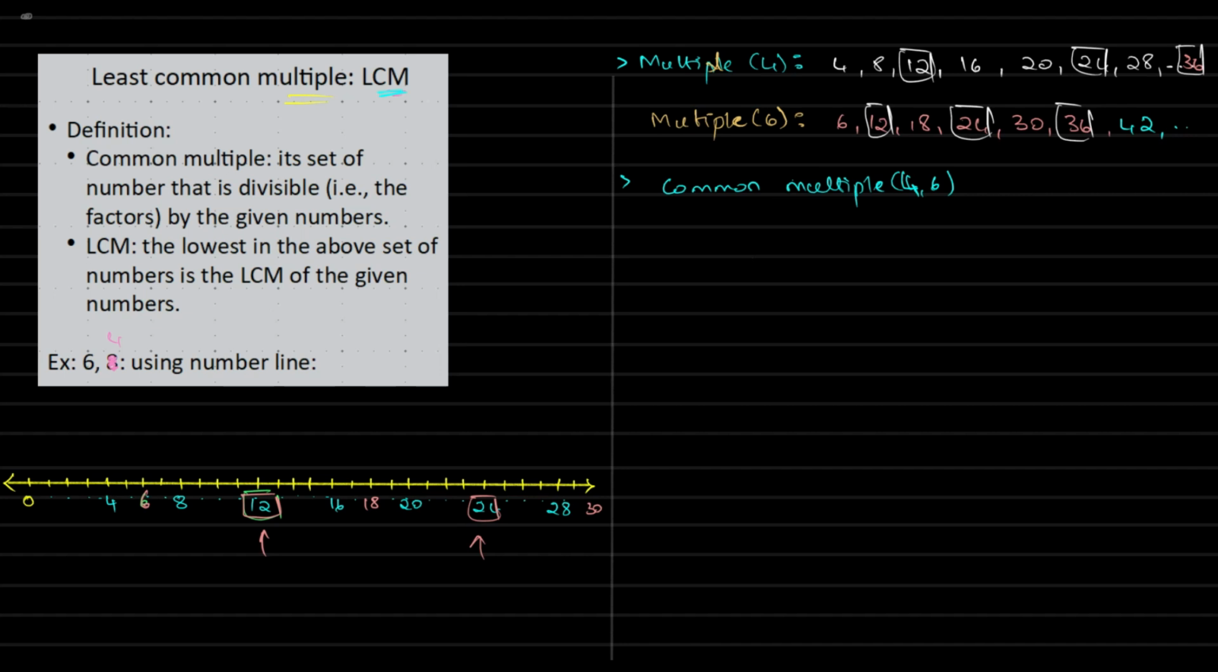Let me write it here as well: 12, 24, 36. And now we have our least common multiple. These are all the common multiples and it goes to infinity. Which is the least among them? 12. So LCM of 6 and 4 is 12.